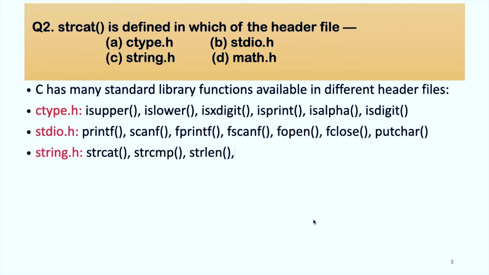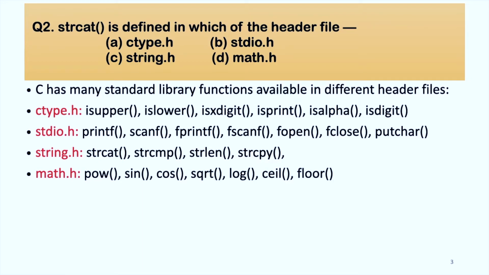Now let's see, string.h has strcat, strcmp (string compare), strlen (length of a string), strcpy (copying one string to another). So all these are in string.h. So our answer will be string.h. Let's see math.h. In math.h, there are some functions like pow, with two arguments, x and y. Similarly, sin x, cos x, square root sqrt, log, ceil, floor, all these are available in the math.h header file.